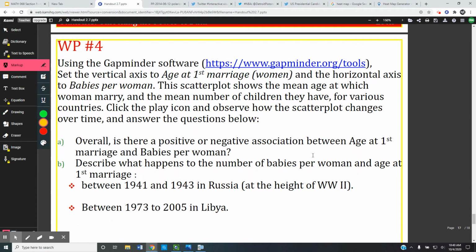So let's talk about Wiley here for a second. I'm not going to do this question for you, but I'll help you along with it and show you where to go. One of the questions talks about, if you go up top, setting the vertical axis to age of first marriage for women, and the horizontal axis to babies per woman. Okay. So remember that. Set the vertical axis to age of first marriage. So I'm going to click on here.